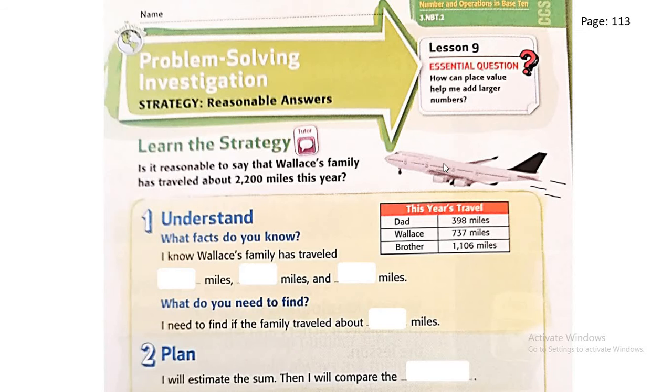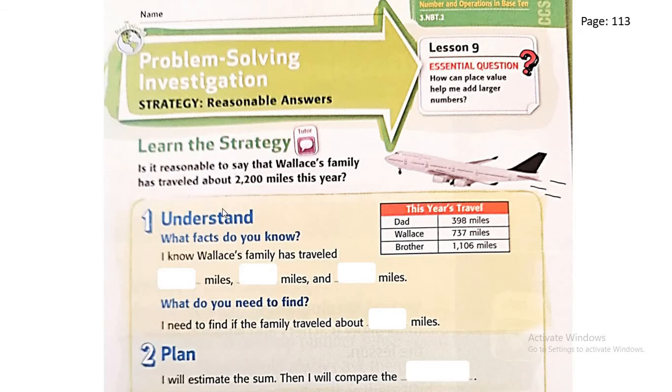Here we have this table that shows us important information about Wallace's family. Here we have how many miles Wallace's dad traveled this year. And here we have how many miles Wallace traveled this year. And here we have how many miles Wallace's brother traveled this year.